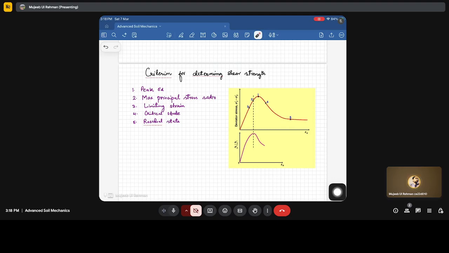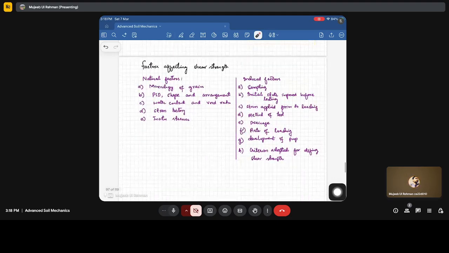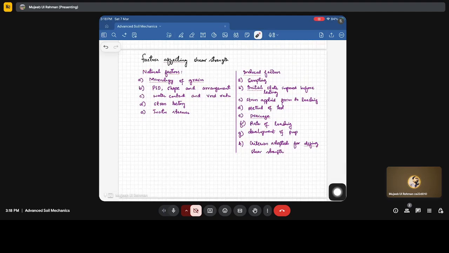After that, we went through the different factors affecting the shear strength. They have been grouped into two categories: one is natural factors and another is induced factors. Natural factors include the mineralogy of the grains, that is, what the grain is built up of, and particle size distribution, PSD. If it is well graded, the strength of the soil will be different. If it is poorly graded or gap graded, then the strength offered by the soil is different, and it is affected by the shape of the particles. Rounded particles will have a different strength compared to angular or semi-angular.